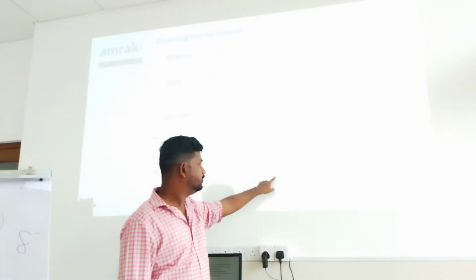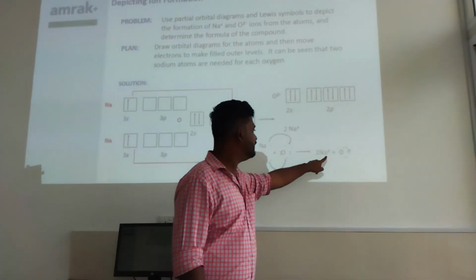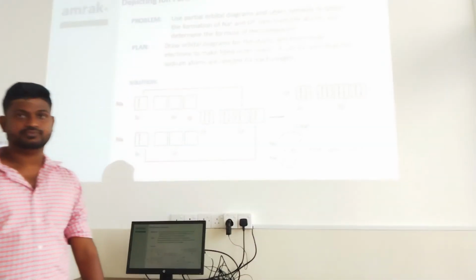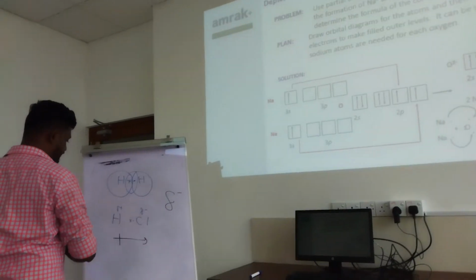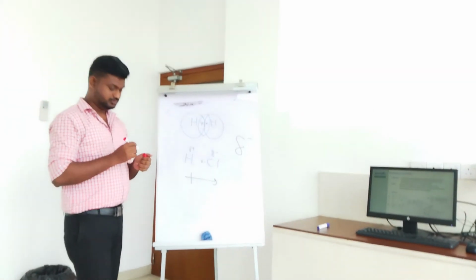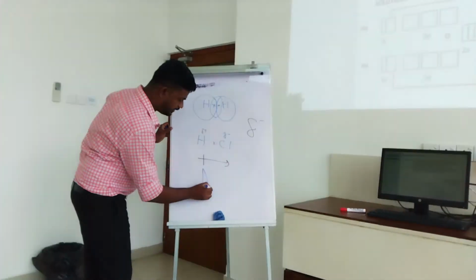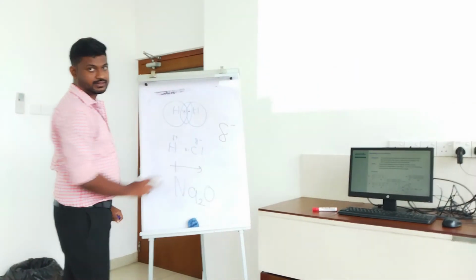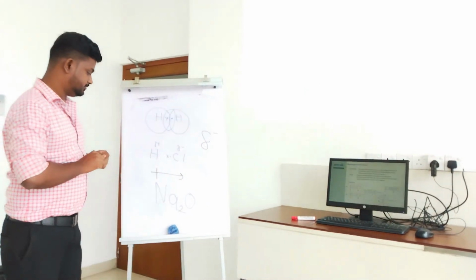So 2 sodiums give 2 electrons, so that it becomes 2Na plus and O2 minus. So that is Na2O, sodium oxide. 2 sodiums plus 1 oxygen. This is the ionic bond, or ionic character, right?